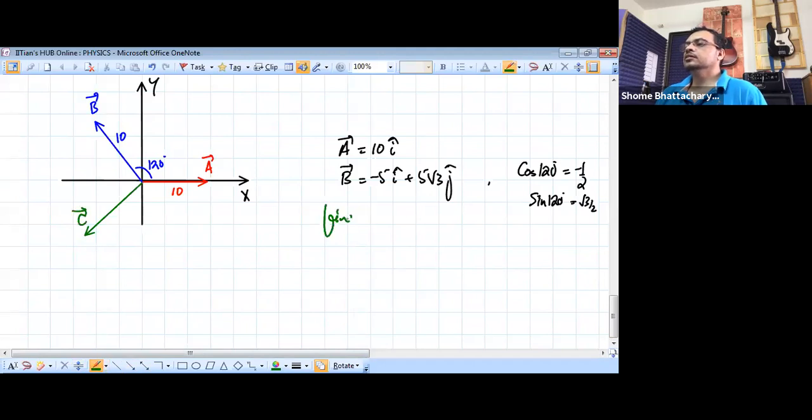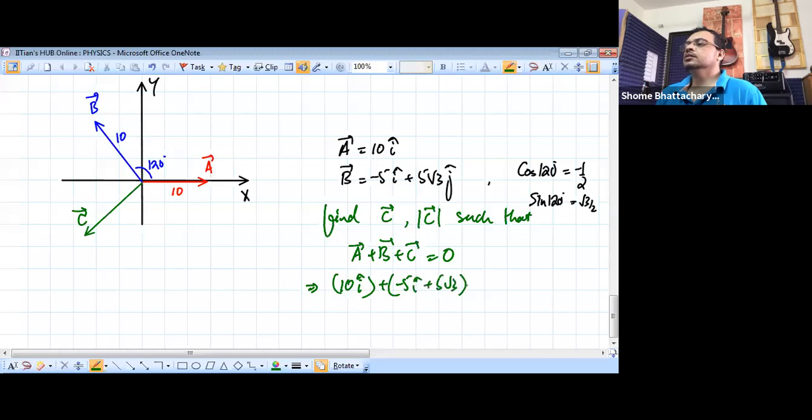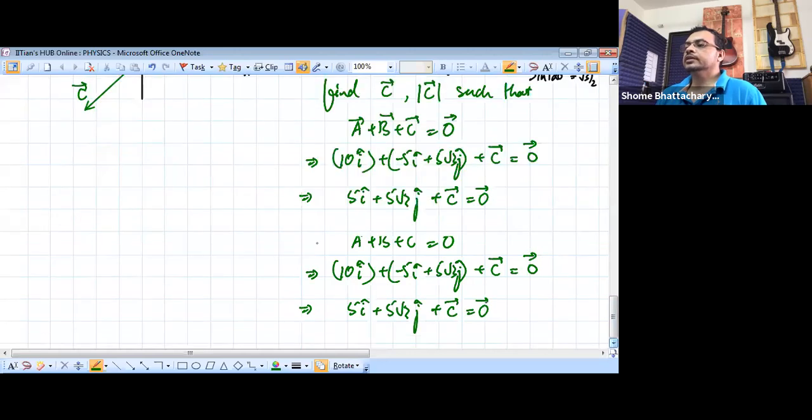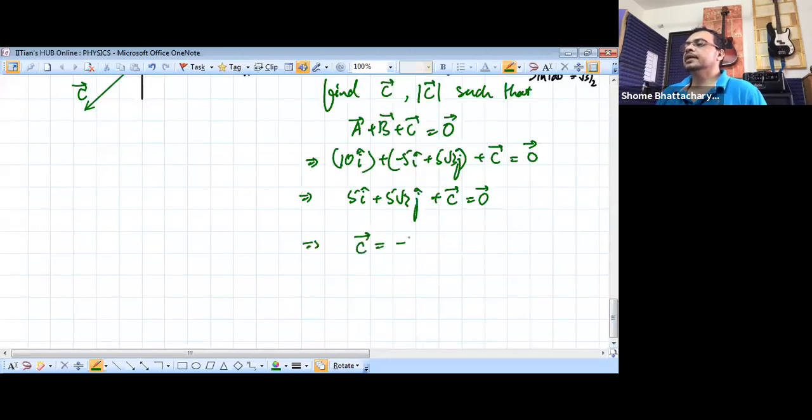Okay, so find C and then the magnitude of C such that A plus B plus C should be equal to 0. So that is 10 i cap, that is your A, plus B, which is minus 5 i cap plus 5 root 3 j cap, plus C should be 0. So you can see we get from here 5 i cap plus 5 root 3 j cap plus the vector C should be your null vector. The resultant should be equal to the 0 vector. So the vector C itself is becoming minus 5 i cap minus 5 root 3 j cap.